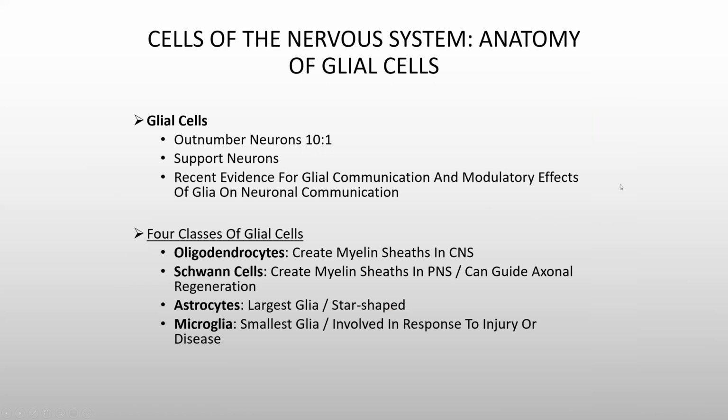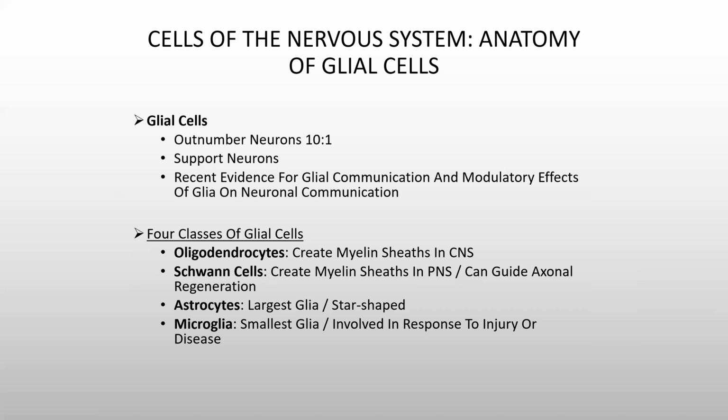Let's go on now to glial cells. Glial cells actually outnumber neurons 10 to 1. They support neurons. They will engulf dead neurons, which keeps things clean in the environment, but they also act like scaffolding to protect those neurons. There is recent evidence for glial communication and modulatory effects of glia on neuronal communication. So there's a lot of change going on in this field. We learn things every day, and now we're seeing that glial cells could possibly be communicating much like a neuron.